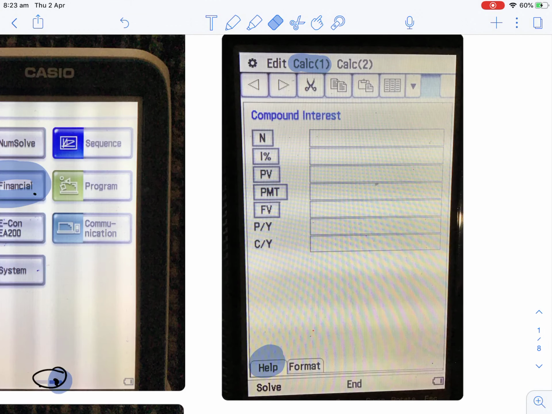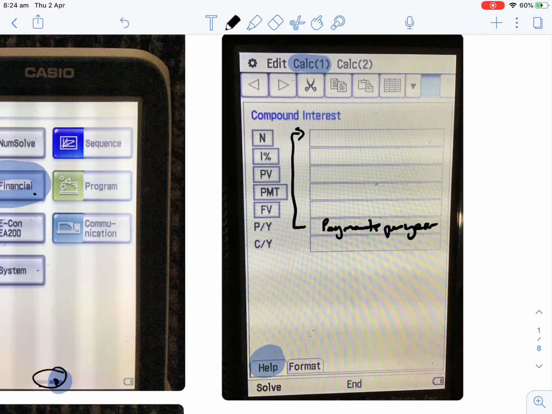N is the number of instalment periods, is what the help button will tell you, but it's basically the number of times that you've made a payment. So what's really critical in this is that this N is always linked to this PY. PY is how many payments per year that you are making. So I'll write that in. That one's payments per year.